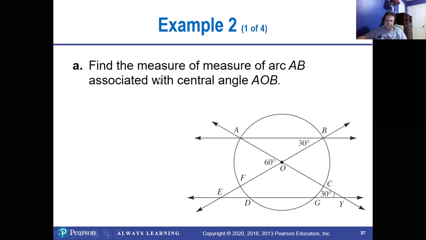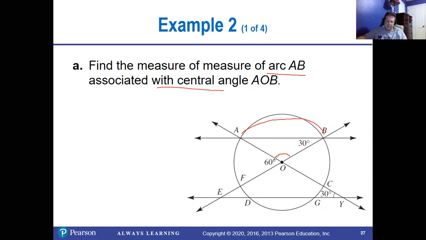All right, examples. Now, these are the ones where you start doing some work, okay? So let's start talking about some of this. Let's get back into red here. All right, find the measure of arc AB. Well, arc AB is right here. All right, now, the measure of an arc is going to be the same as the central angle. This is going to be the central angle.